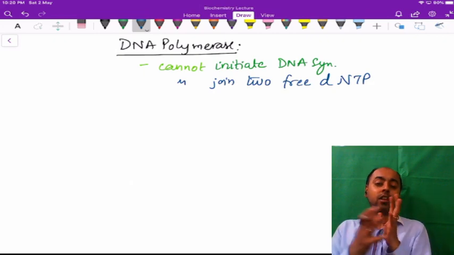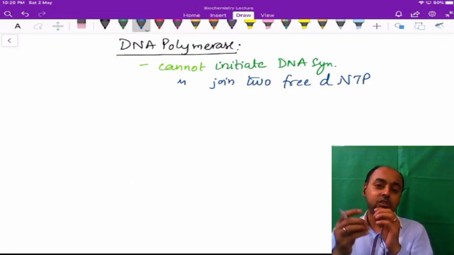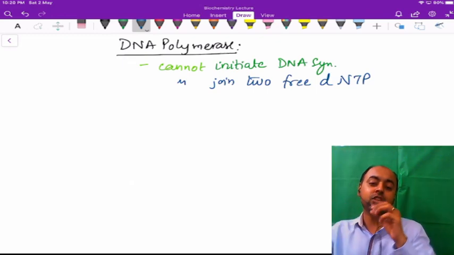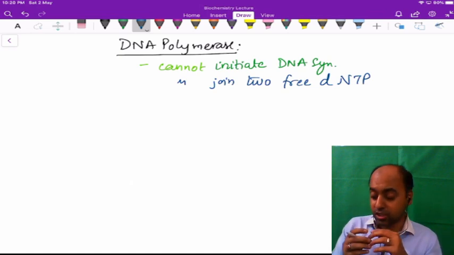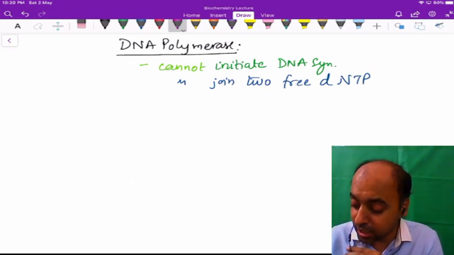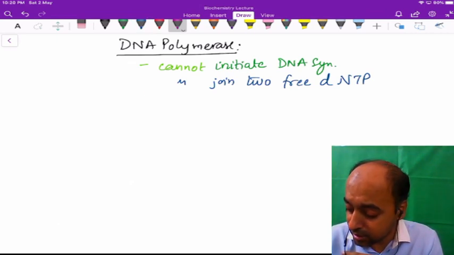So how will the replication start? Somewhere you have to start. Somewhere for the first time you would have to add the two nucleotides. Only then gradually we can increase the size of the chain. So somewhere you have to start. However, the DNA polymerase cannot initiate the DNA synthesis. So we need something else to initiate the synthesis.